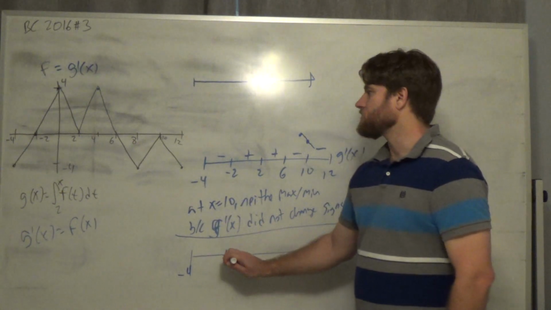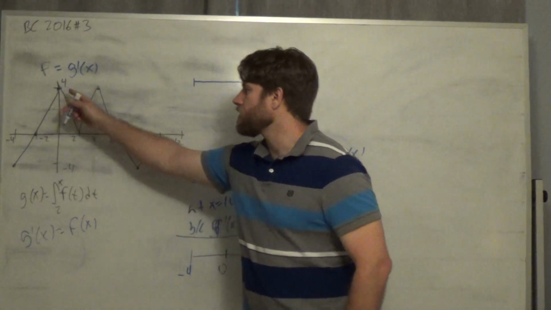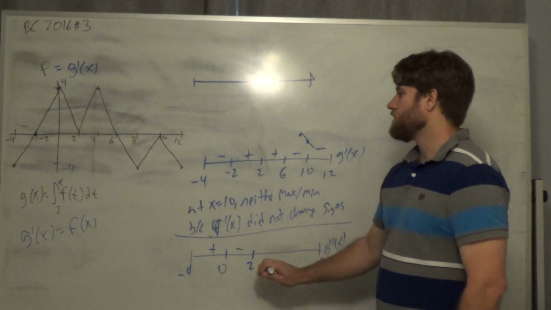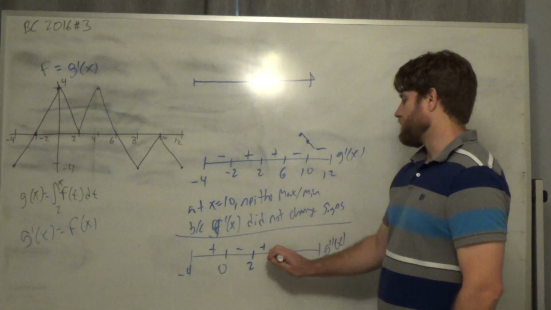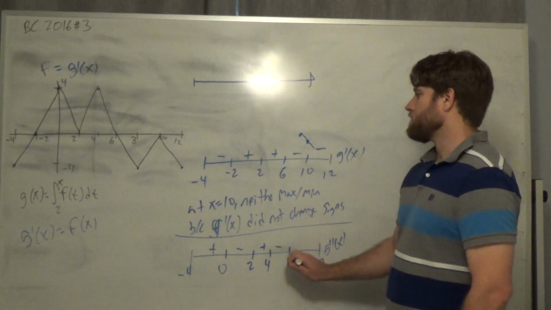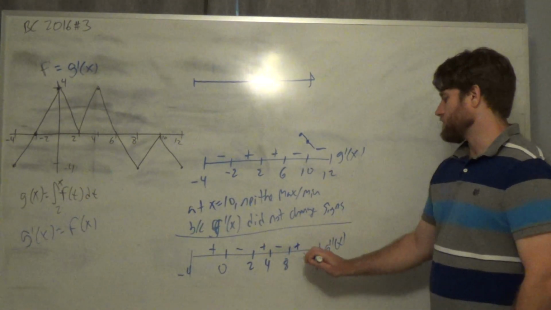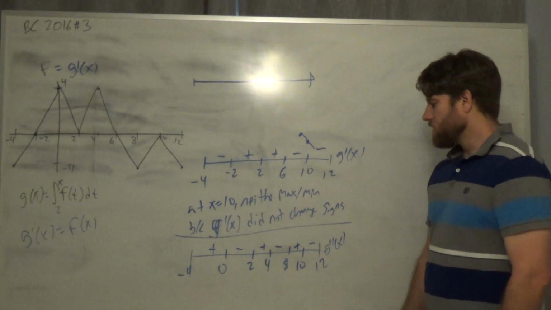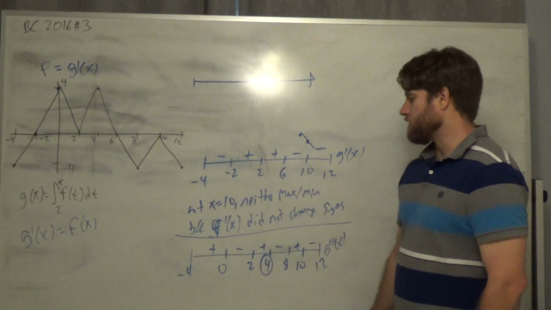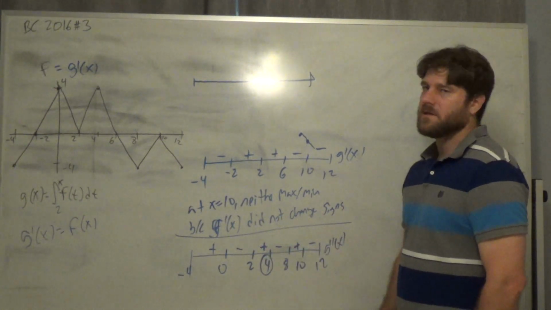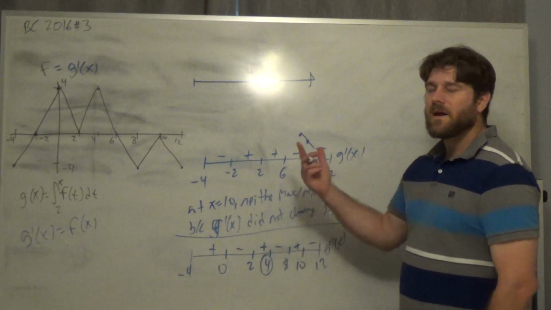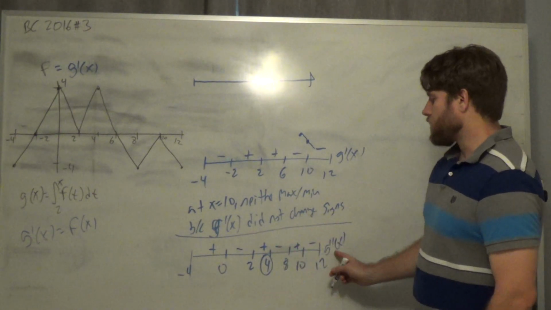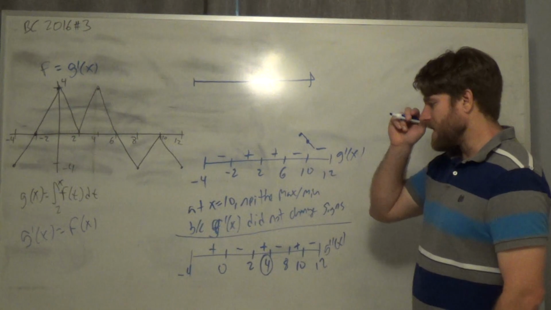I have positive slopes until I hit 0. I have negative slopes until I hit 2. Positive slopes until 4. Negative slopes until 8, positive slopes until 10, negative slopes until 12. Okay, so the question is, do I have a point of inflection? Yes I do. It doesn't matter that it's a sharp turn, please don't get hung up at that. So notice g double prime x goes from positive to negative values now.